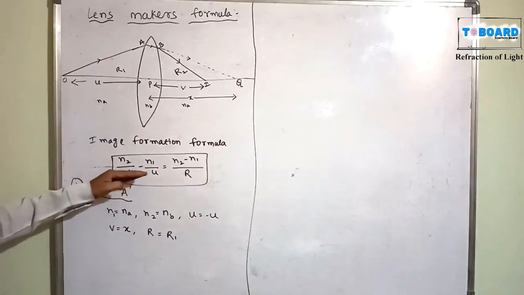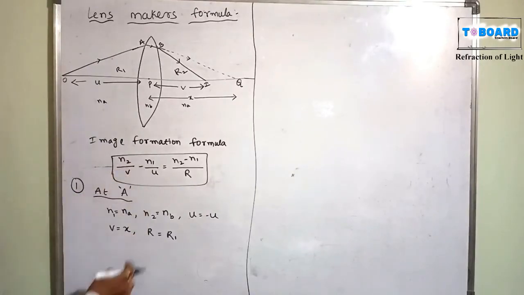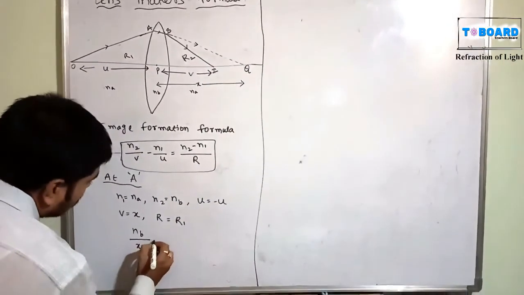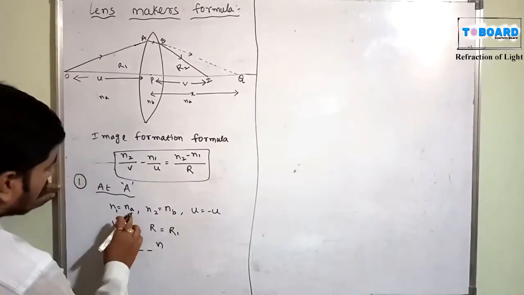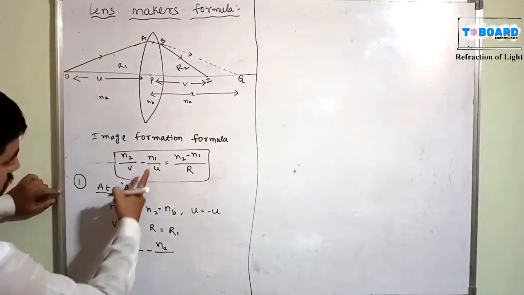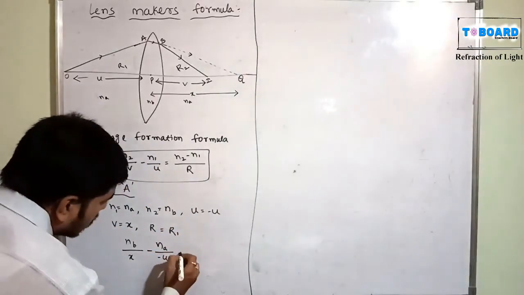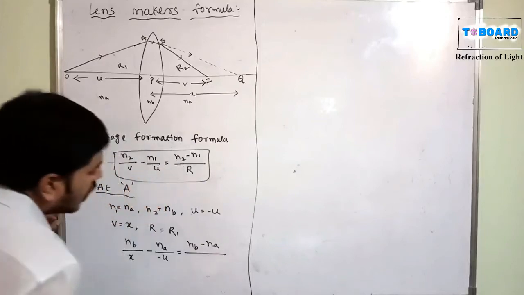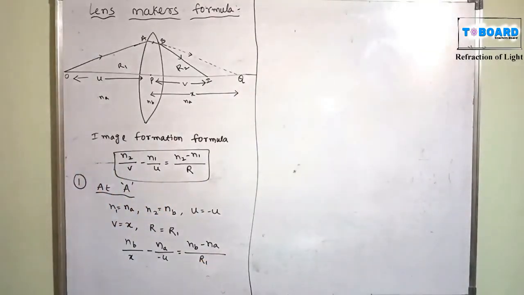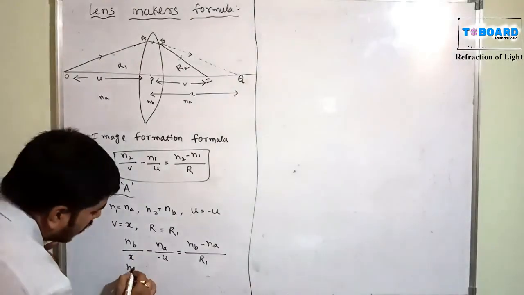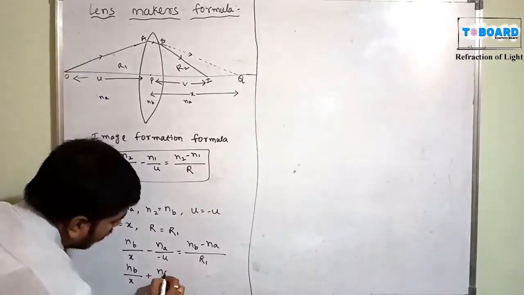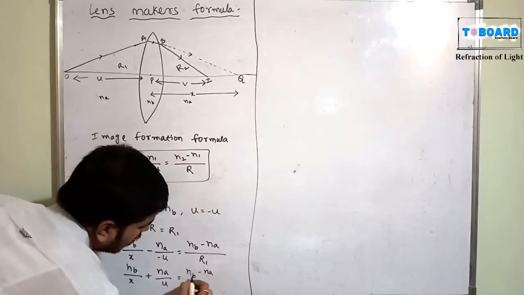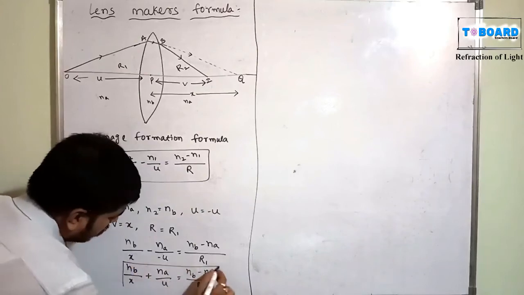Now I am going to substitute all the values in the above equation. N2 by V means NB by X, minus N1 by U, where N1 means N base A divided by minus U, is equal to N2 minus N1 by R, that is NB minus NA by R1. Here minus times minus gives plus, so NB by X plus NA by U is equal to NB minus NA by R1. This is the first equation.